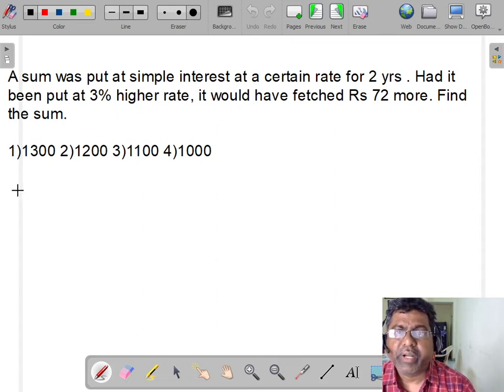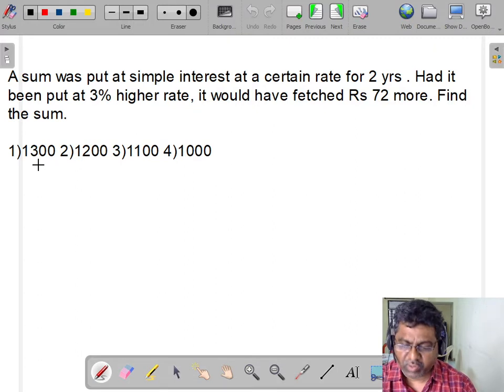A sum was put at simple interest at a certain rate for 2 years. Had it been put at 3% higher rate, it would fetch rupees 72 more. Find the sum. For this model also, this is a very important model. We can go for the shortcut directly.